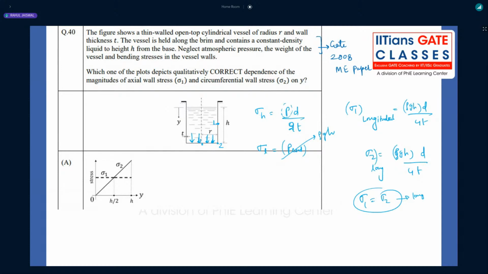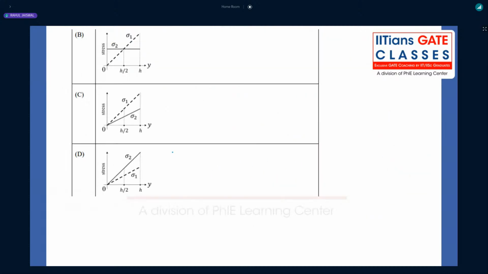right? At point number 1, what is the pressure? That is rho g y. If you want to calculate the hoop stress at point number 2, that is rho g h d divided by 2t. So it varies, right? So it is going to vary. Then what can we conclude from here, which option will be correct?